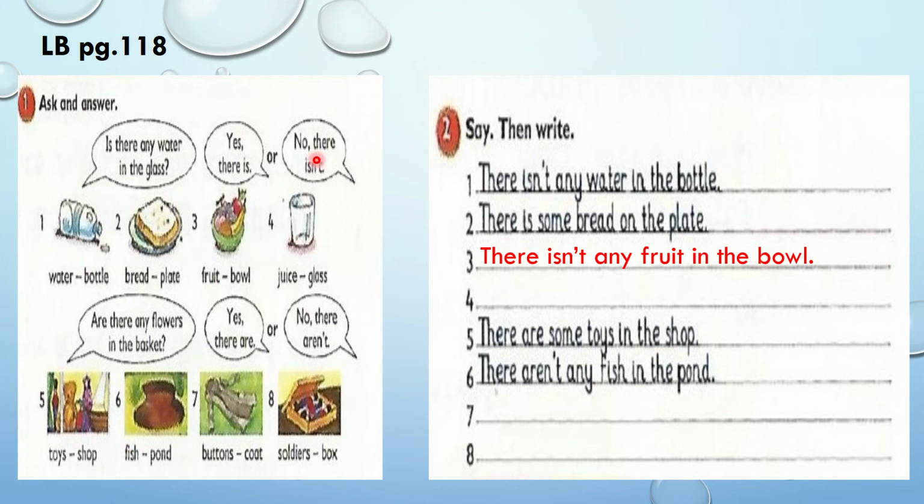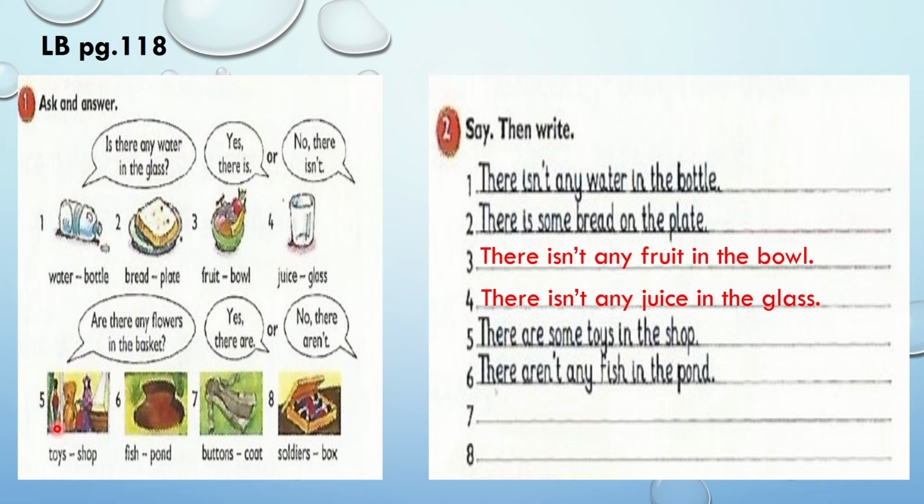Alright, let's have a look at picture number 4. Here we see a juice glass. So we need to form a sentence with juice and glass. That brings us to, there isn't any juice in the glass. Alright, so if there was some juice in the glass, our sentence would be, there is some juice in the glass.